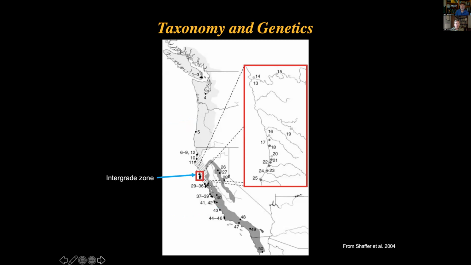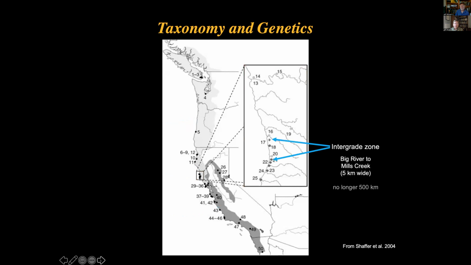So what Schaefer did was really focus on drainages and tried to figure out, okay, what is the dividing line where the species occurs north of it, south of it, and then there's intergrades in between. And what he found was the intergrade zone was really about 5 kilometers wide rather than about 500 kilometers wide. So super small. It's between Big River in Mendocino County and Mills Creek. So essentially 4 little river drainages where they seem to be going back and forth or there's intergrades rather than, you know, 3 different counties. So if you're in this area, I think life is going to suck for you. But if you're outside of this area, pretty clear, easy to deal with.